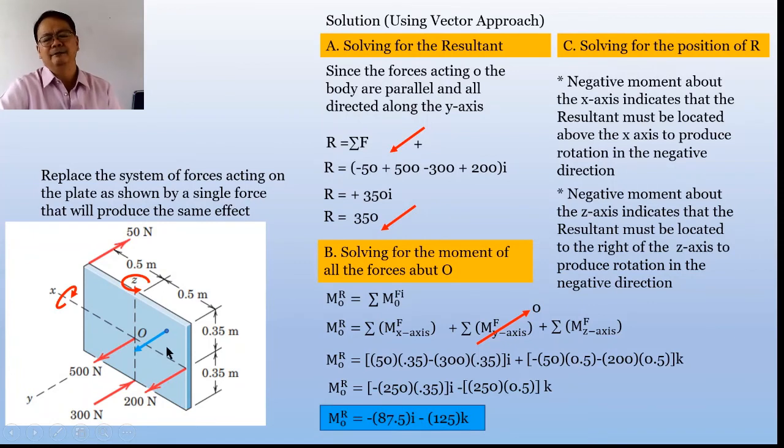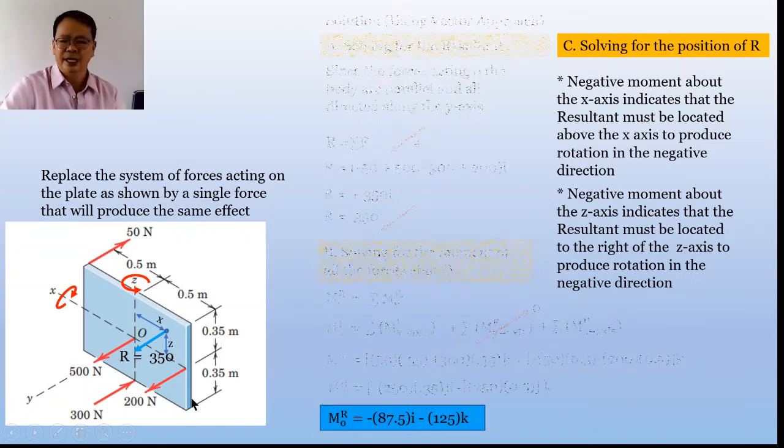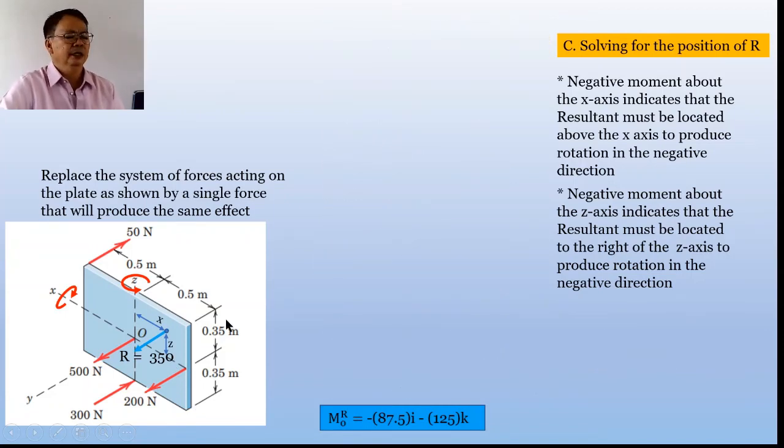So hanapin natin, asan ba siya? Kailangan ma-define natin yung kanyang position from the x-axis. We call it as x. And the position from above the y-axis, we call it as z. So makatwid, ang target natin, the coordinate of this point on the plane where R should be placed to produce the same turning effect about O. We mean to find for the coordinates of x and z.